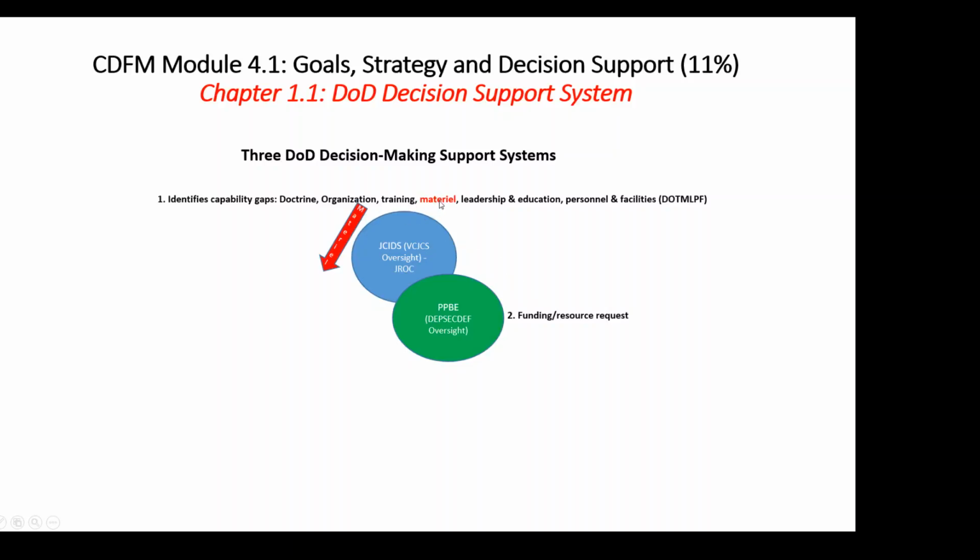Going back to this material, the reason I highlighted it, because when you do the JSIDs, the DOTMLPF, if the solution is a material solution, the material solution is what triggers this third system, the Defense Acquisition System. So the Undersecretary of Defense for Acquisition, Technology and Logistics has oversight. That's the senior acquisition person at the DoD level. And he's the chairman of the Defense Acquisition Board.